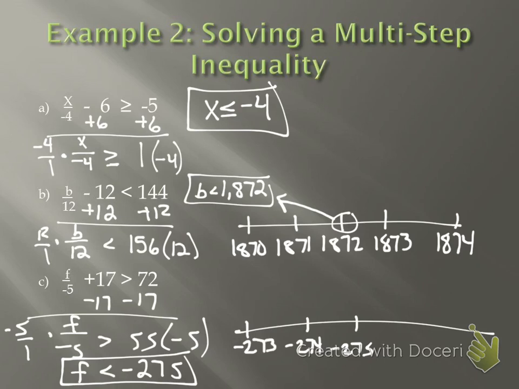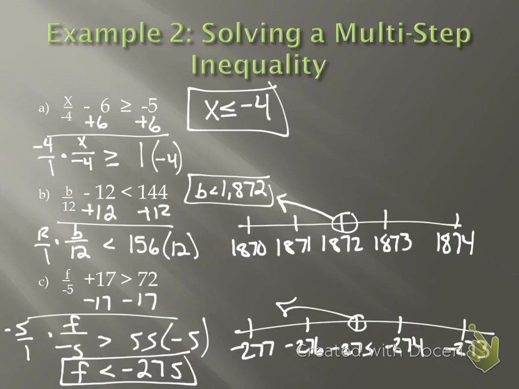No, that's wrong. Negative 276. What? Negative 277. Oh, I thought you were the negative 274 and negative 273. I was like, all right, open dot, and it's going left.